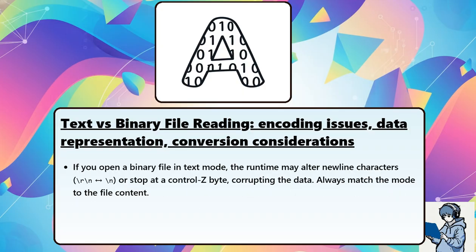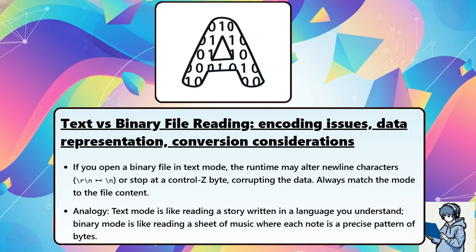If you open a binary file in text mode, the runtime may alter newline characters, carriage return line feed to line feed, or stop at a Ctrl-Z byte, corrupting the data. Always match the mode to the file content. Analogy. Text mode is like reading a story written in a language you understand. Binary mode is like reading a sheet of music where each note is a precise pattern of bytes.